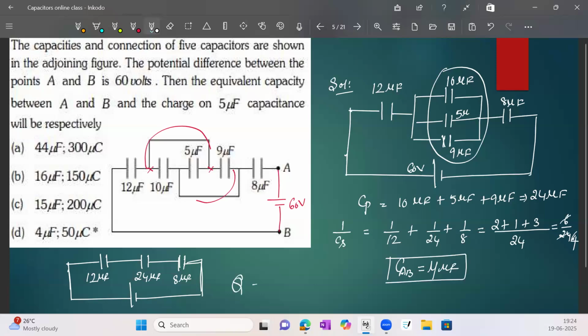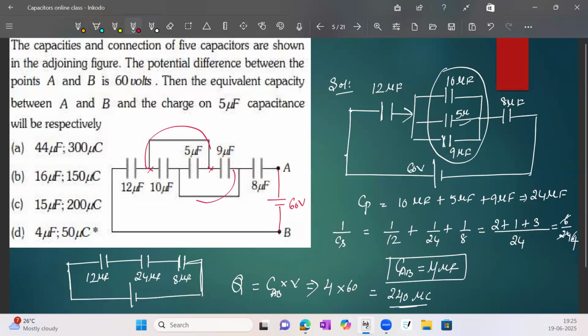So Q equals C_AB into V, because all are connected in series. So the total charge equals 4 into V, that is 60. So the total charge is 240 microcoulomb. Now check: the same charge is on each capacitor in series. So option D will be the answer. We can find out the individual charge on that capacitor, which is the same charge.